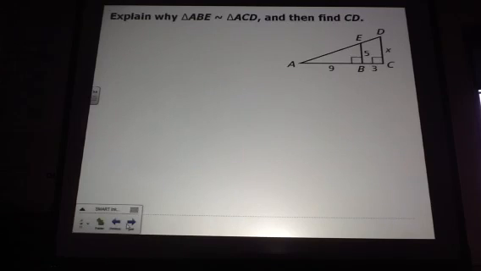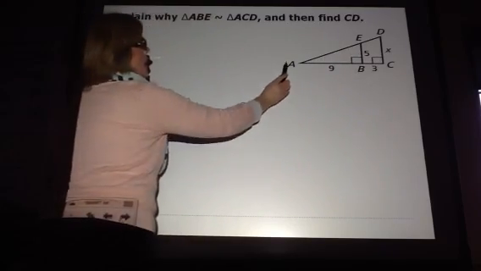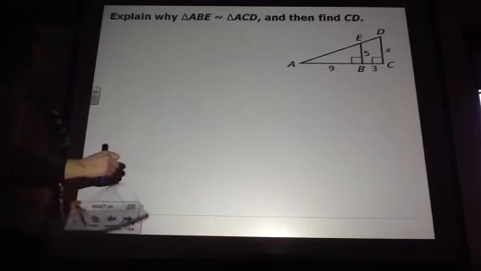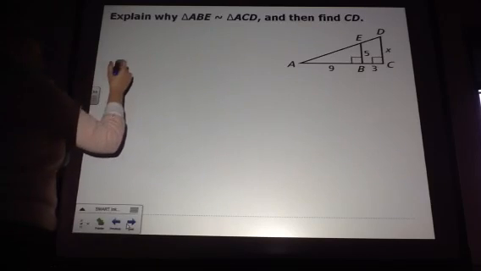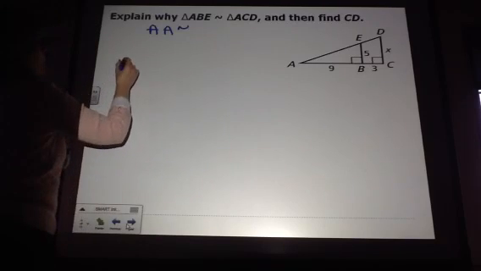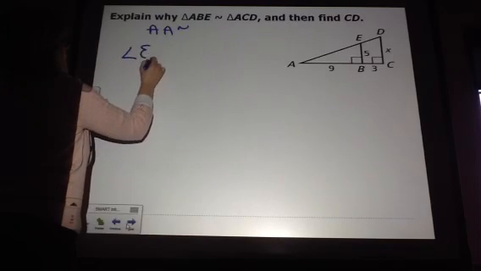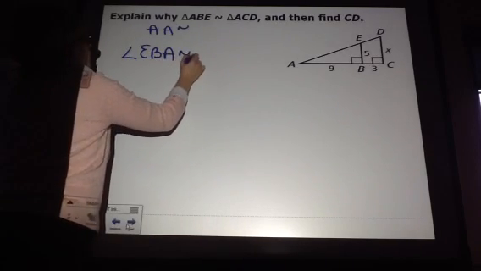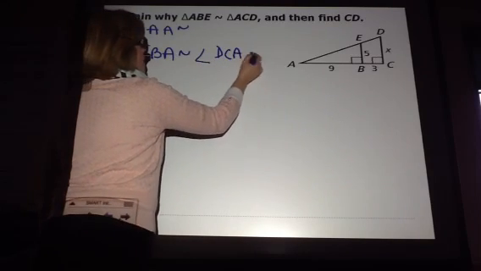Alright, explain why the triangles are similar and then find CD. Okay, so we have ABE, the smaller triangle, and ACD, the larger triangle. So, we can't use any side measurements because we have X for DC, so we need to start thinking angle similarity. Okay? So, we have angle EBA congruent to angle DCA.